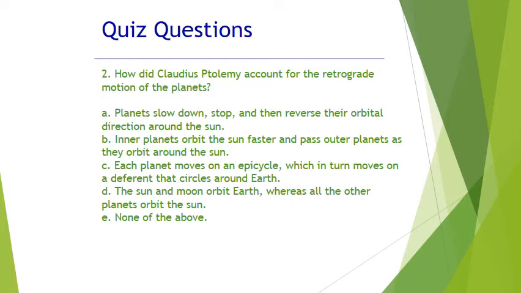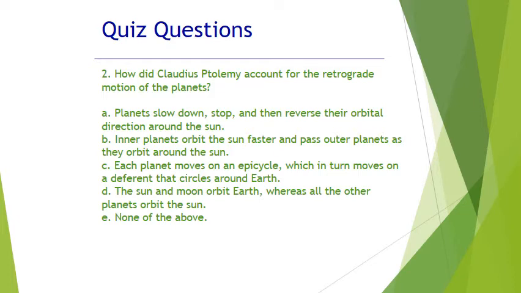So what are our options? Well, could they slow down, stop, and reverse orbital direction around the sun? Well, choice A would be no, because first of all, he didn't think that the planets went around the sun. He thought that the planets went around the Earth. This is a geocentric model of the universe. And certainly he wouldn't want the planets to be slowing down or stopping, because that would be non-uniform motion. So we can discount A. We can discount B. Again, it refers to orbiting the sun. They don't orbit the sun, at least not in Ptolemy's model. And so therefore, C looks like a possibility.